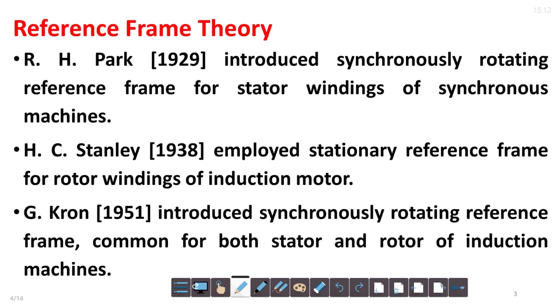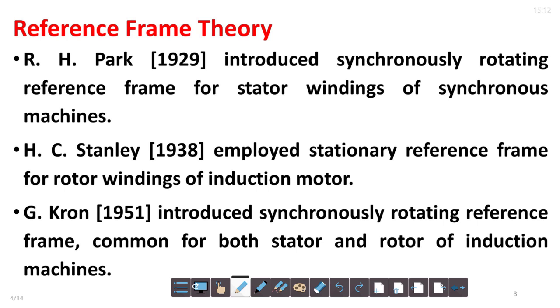First, the development of reference frame theory is like this. In 1929, R. H. Park introduced the synchronously rotating reference frame for stator windings of synchronous machines. A transformation named after him, called Park's transformation, gives the conversion from 2 phase to the synchronously rotating reference frame and reverse. So, this is the Park's transformation given by R. H. Park in 1929.